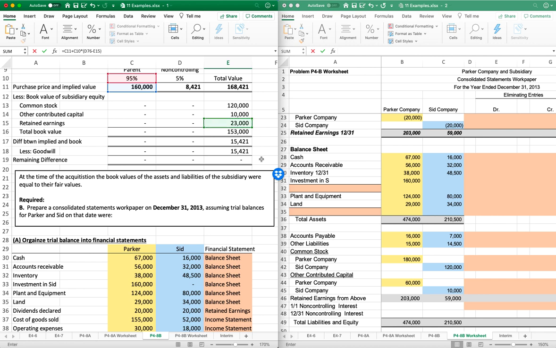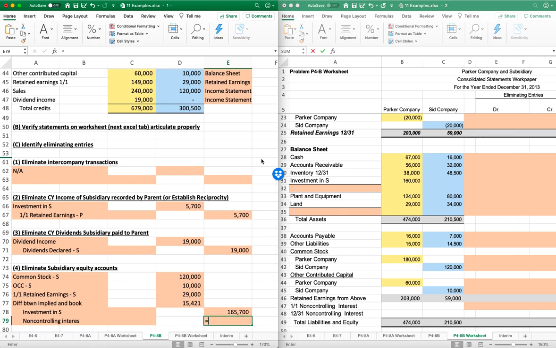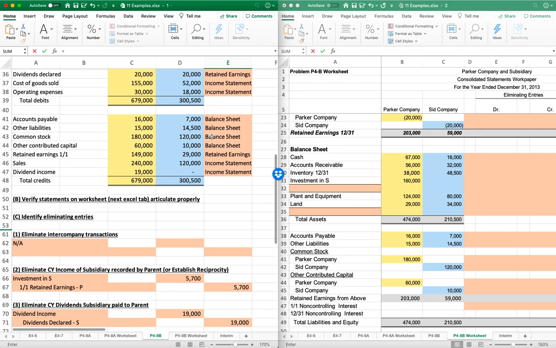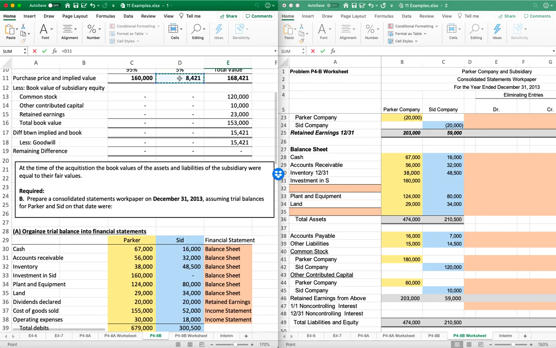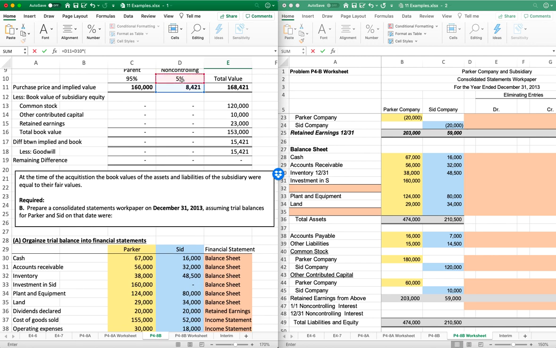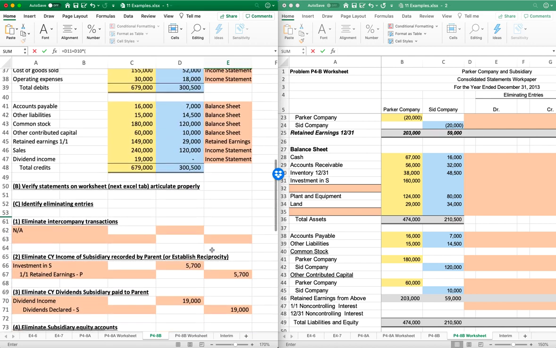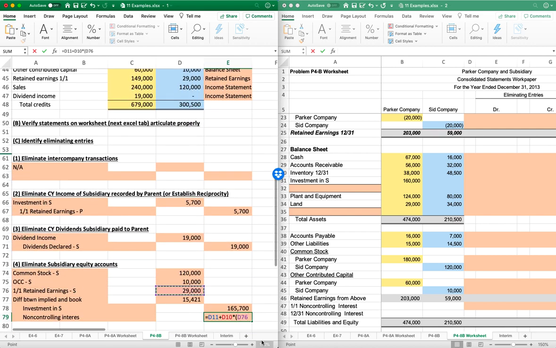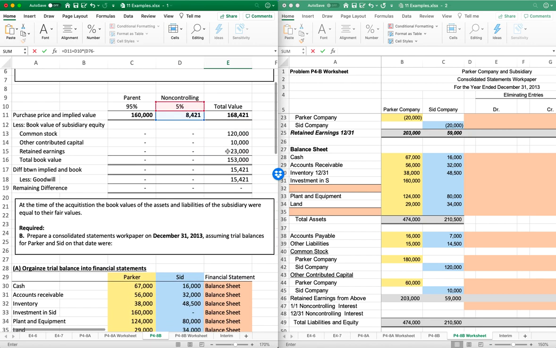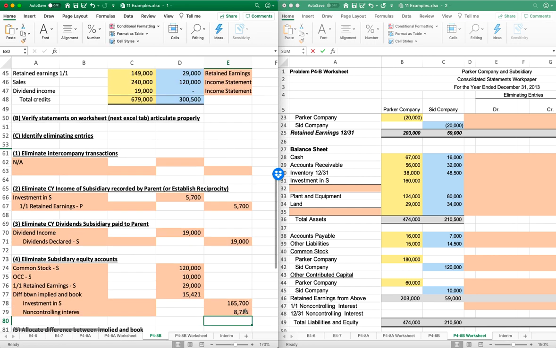So this is exactly the same formula that we used for the equity method. We're going to do it again for non-controlling interest. So we're going to start with non-controlling interest as it was on the date of acquisition. We're going to add to that their share, or 5%, of the change in retained earnings. So we're going to compare what it is at the beginning of the current year, which can be found in our current eliminating entry, minus what it was on the date of acquisition, which can be found in our computation and allocation of differences schedule. So that gives us a non-controlling interest of $8,721.